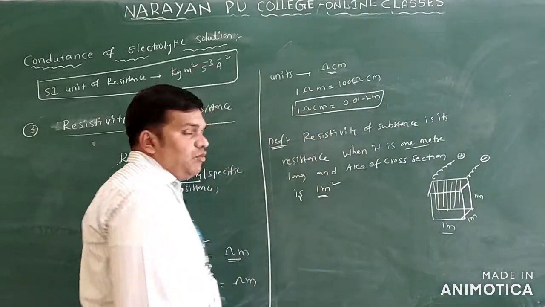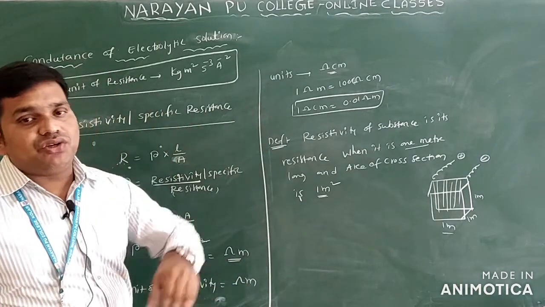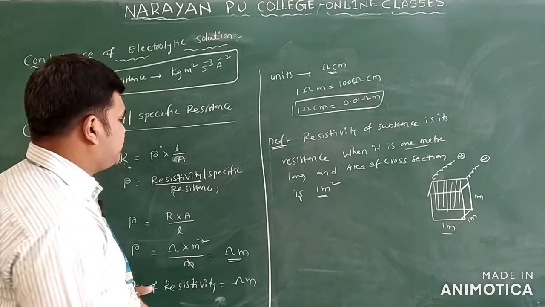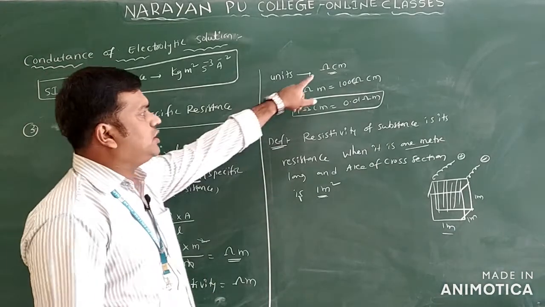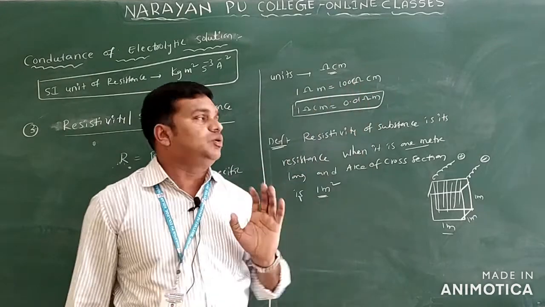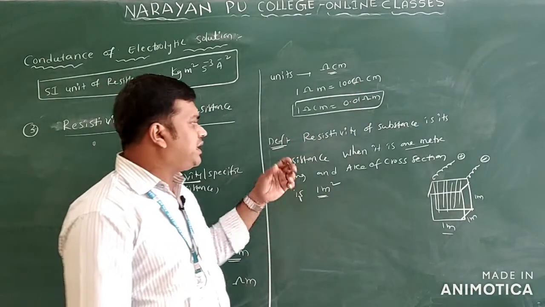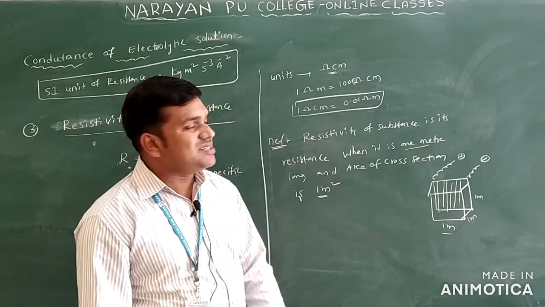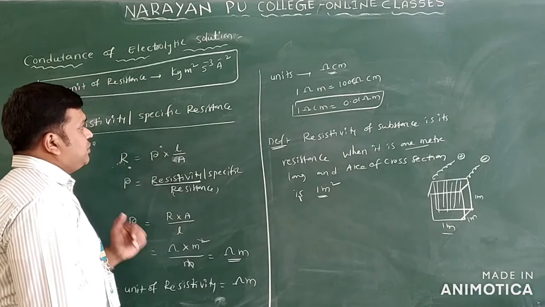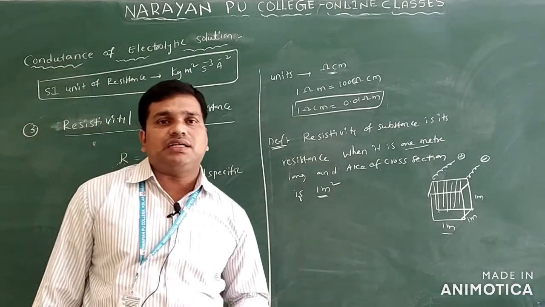So this is regarding resistivity, or specific resistance, but you always call it resistivity. The units generally obtained are ohm meter, but the units we use are ohm centimeter. So resistivity of the substance is the resistance when it is 1 meter long and the area of the cross section is 1 meter square. This is the third term in the basic terminology of electrochemistry.